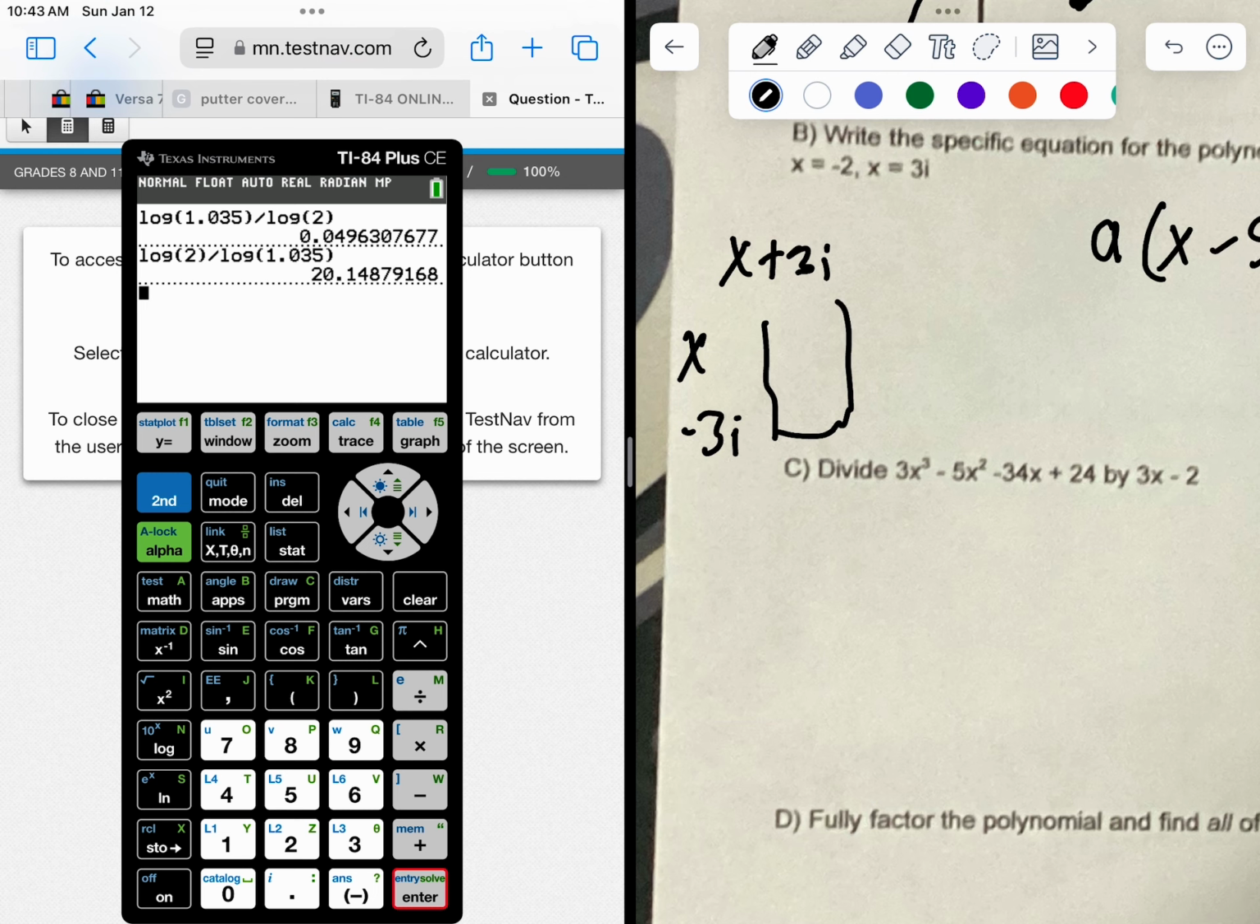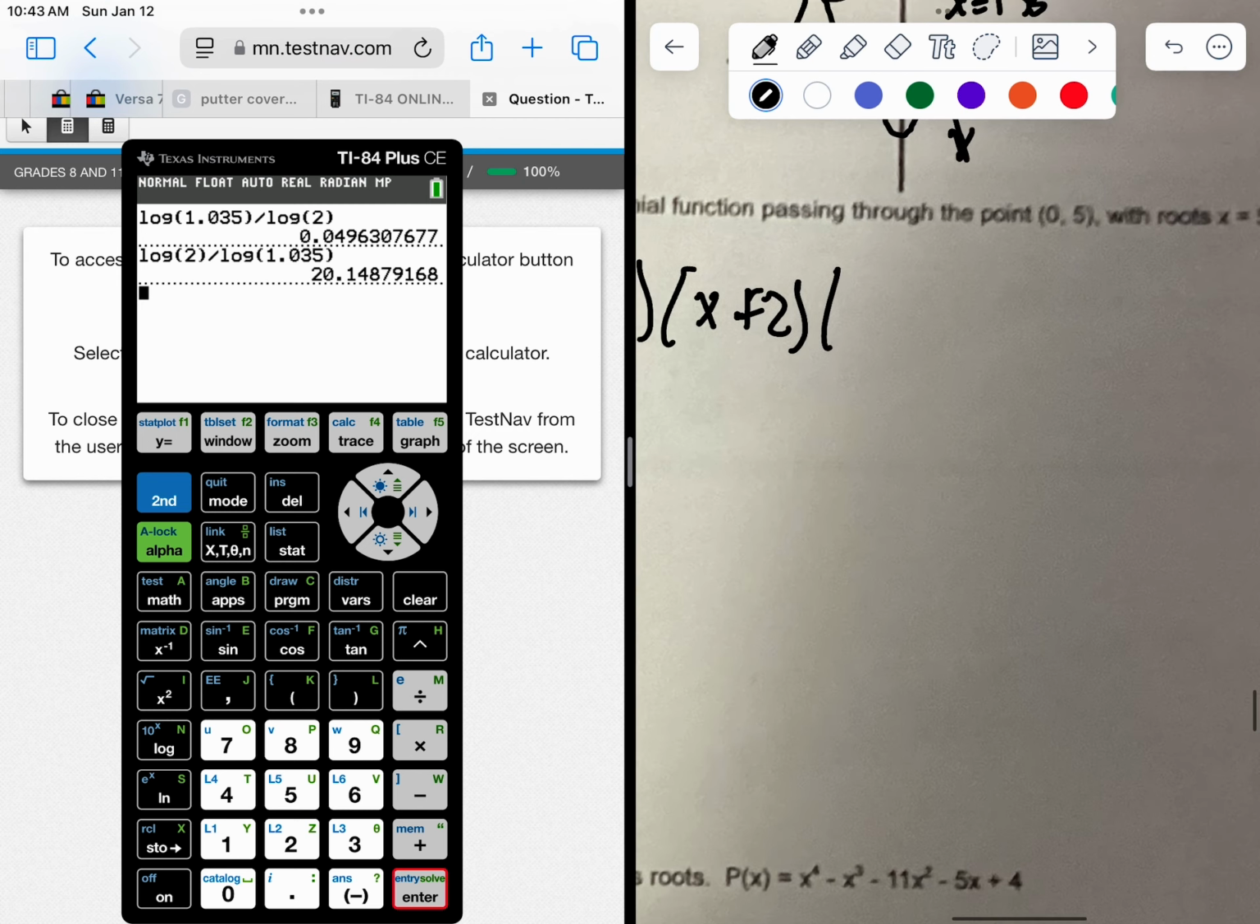Now I multiply that out, x squared. These are going to cancel. And then 3i times negative 3i is negative 9i squared, which is just 9. So it's going to be x squared plus 9.